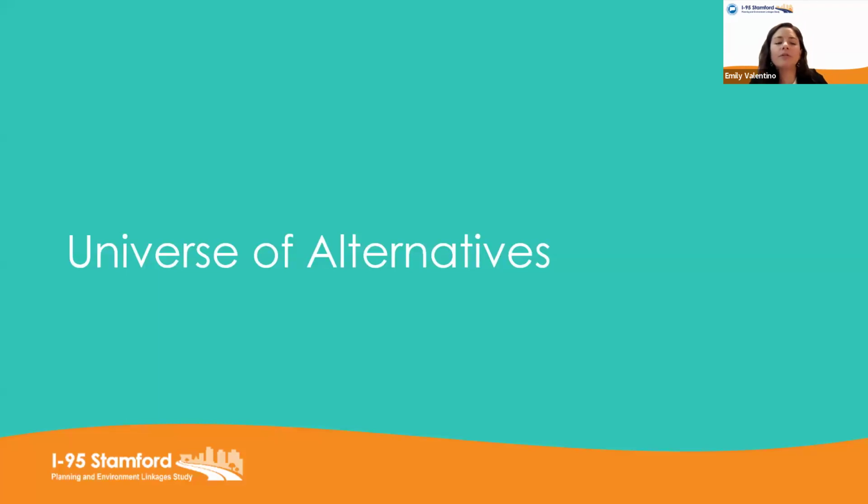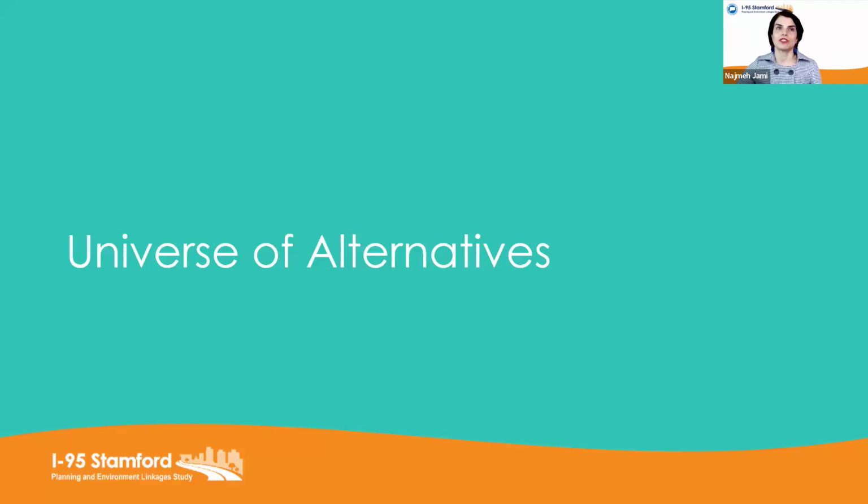So we went through the first few steps of the project, and that's outlining the goals, the needs and deficiencies. I just went through the purpose and need. The next step is to develop project alternatives, and that starts with creating a universe of alternatives that Najma will discuss right now. Najma? Thanks, Emily.